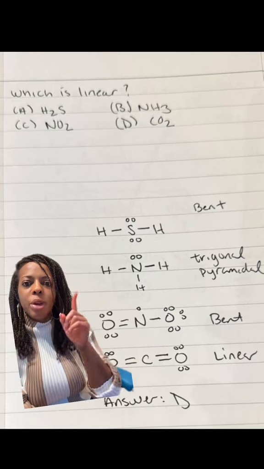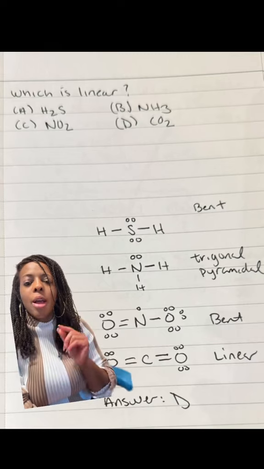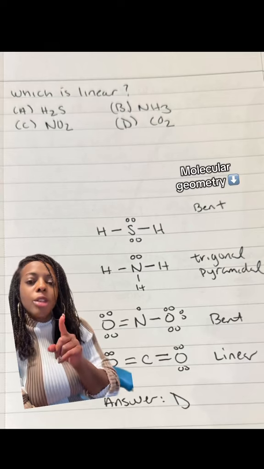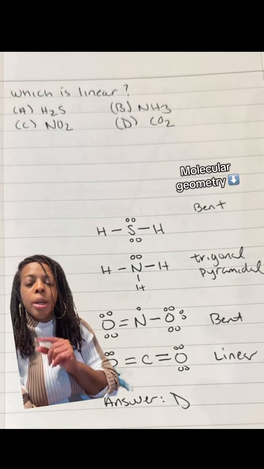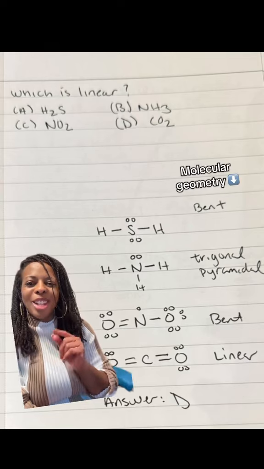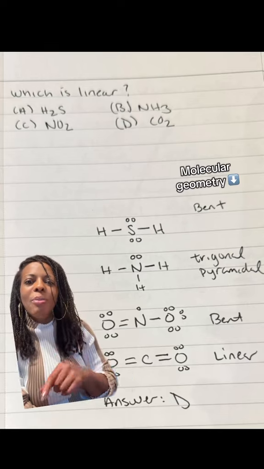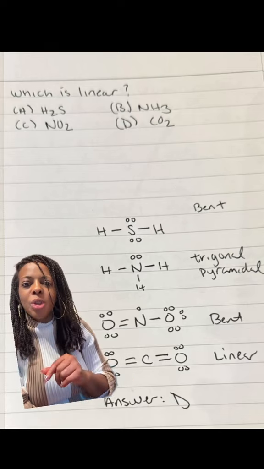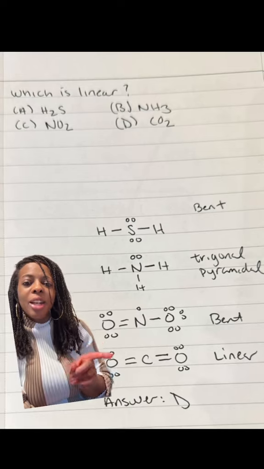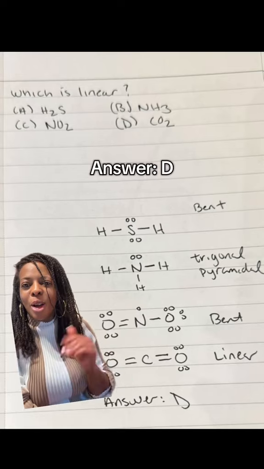But because we have those electron pairs around sulfur, the electron geometry in this case is going to be tetrahedral, but the molecular geometry is actually going to be bent. When we look at NH3, the molecular geometry will be trigonal pyramidal. We'll have bent for NO2, and then the only one that's going to actually be linear is CO2. So hopefully you got that answer right.